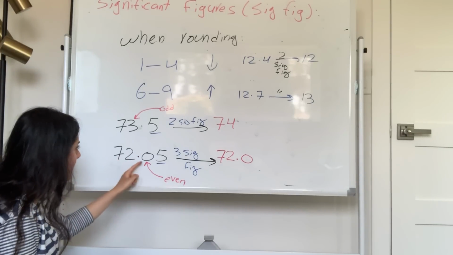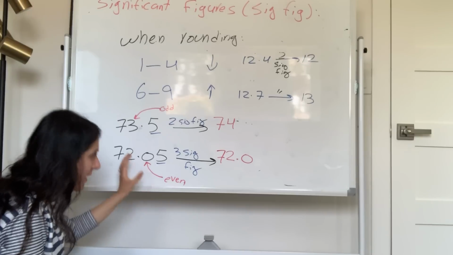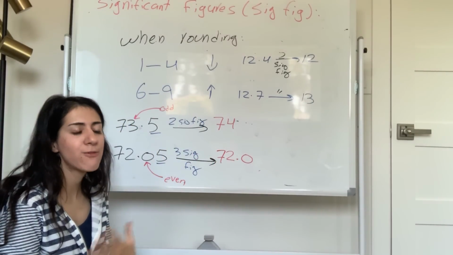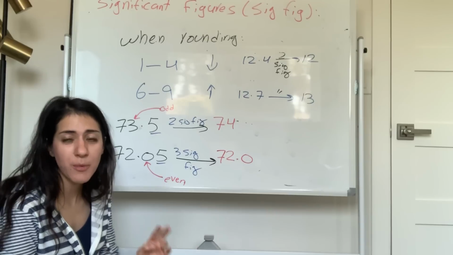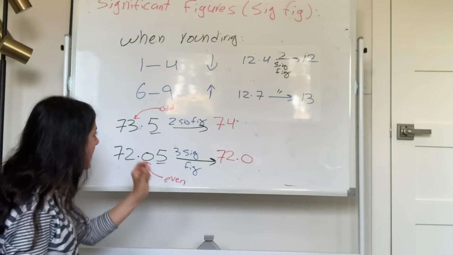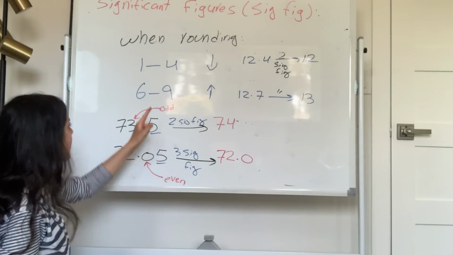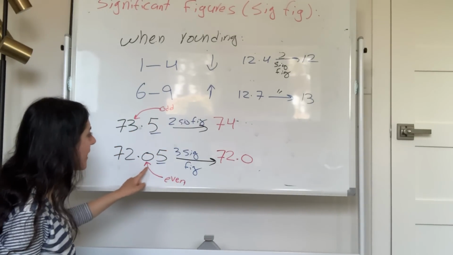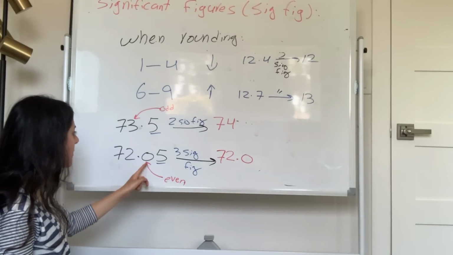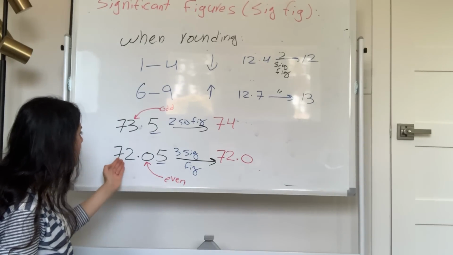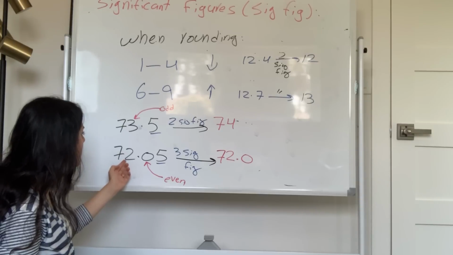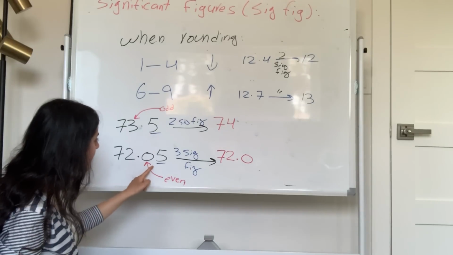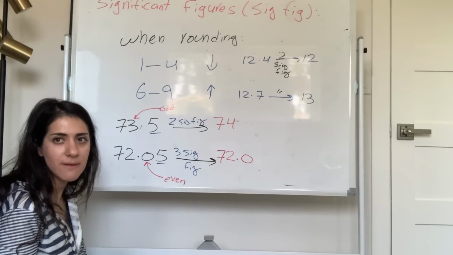Sounds good? So again, when you have 1 to 4, you always round down. 6 to 9, you round up. Now, for 5, usually everyone just keeps rounding up, but to be really correct, you have to look at the number before 5. If that number is odd, you round up. If that number is even, you round down. So if this number was, for example, 1, it would be 72.2. But this number is even, so I have to round it down.